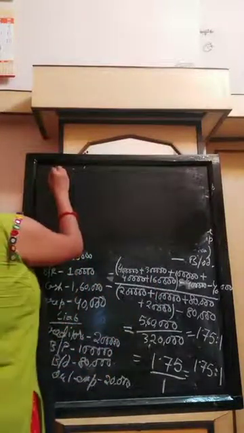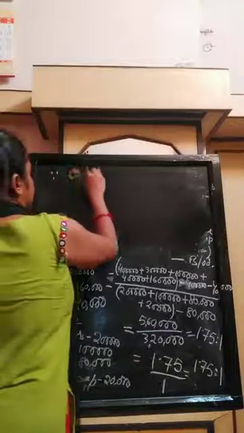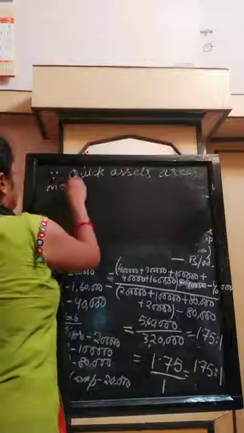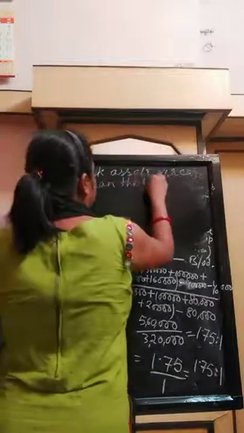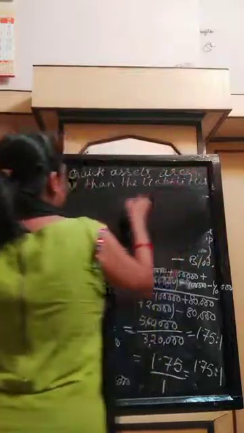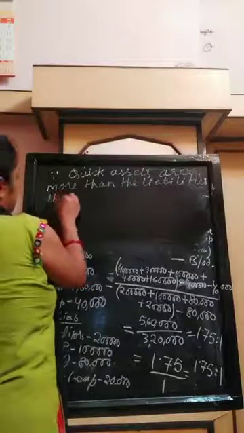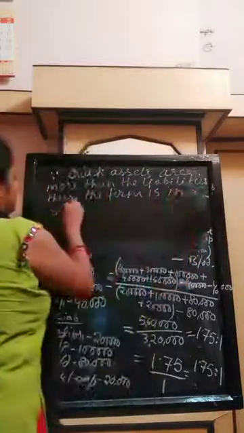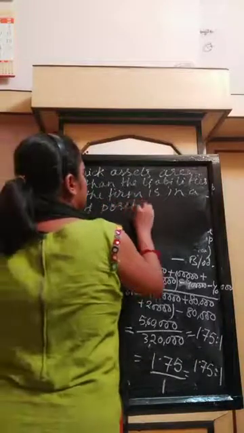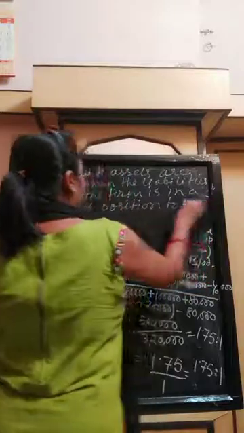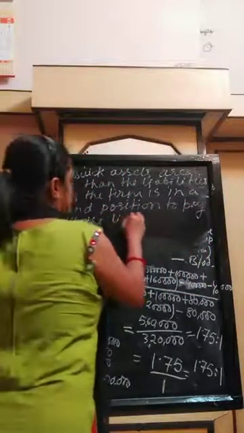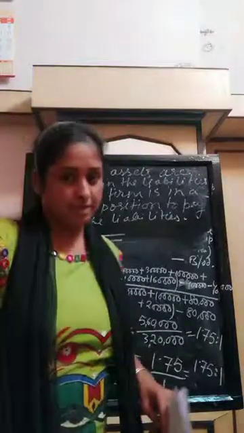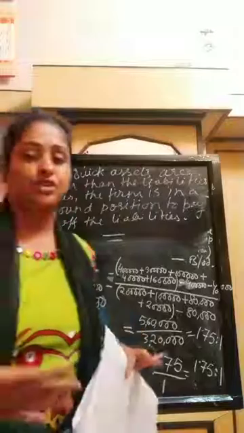Since quick assets exceed the liabilities, the firm is in a sound position to pay off the liabilities. This is the statement which you will write as a conclusion after the completion of each sum. All these I will show you through the illustration provided with the PDF.